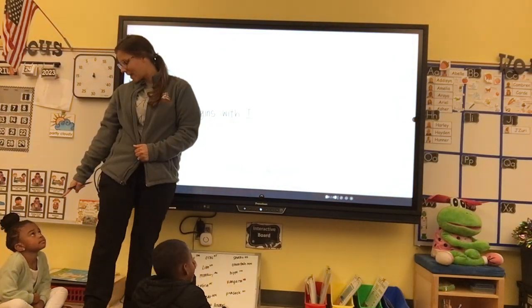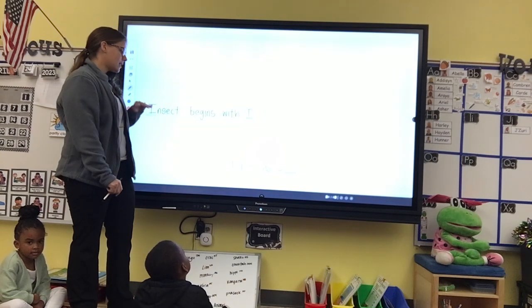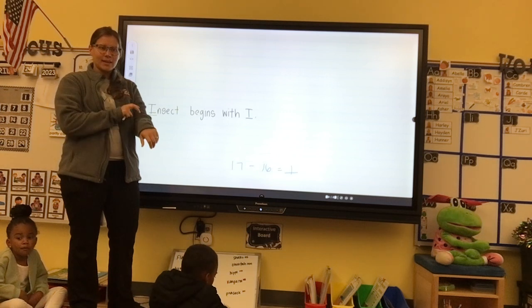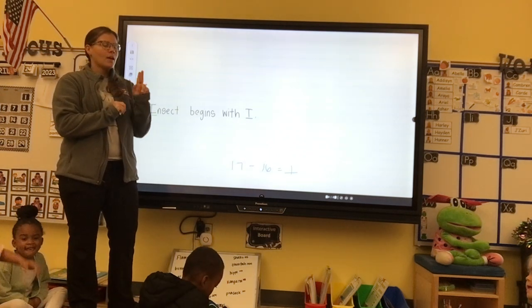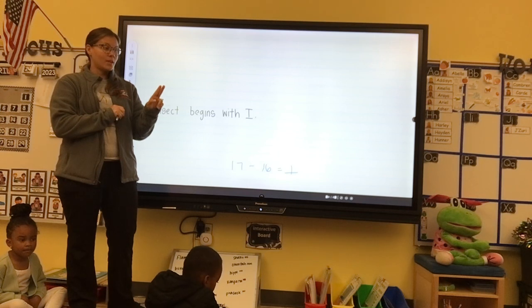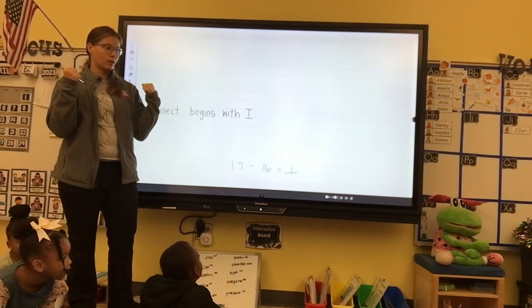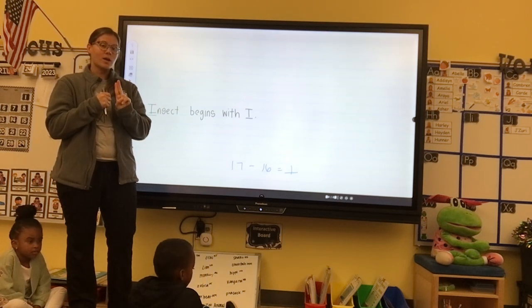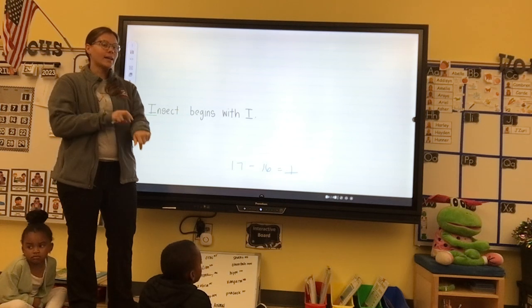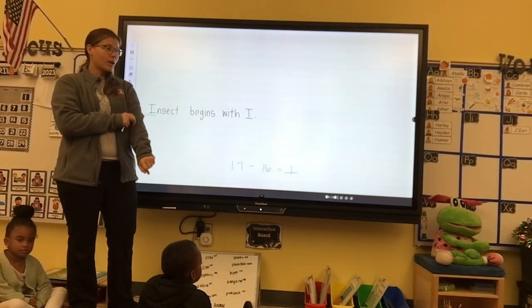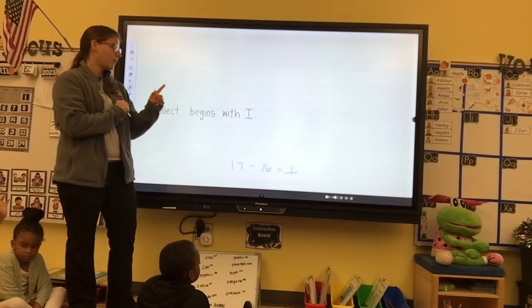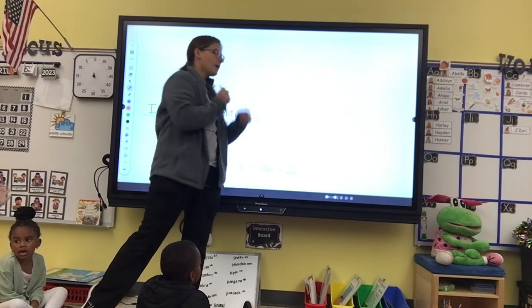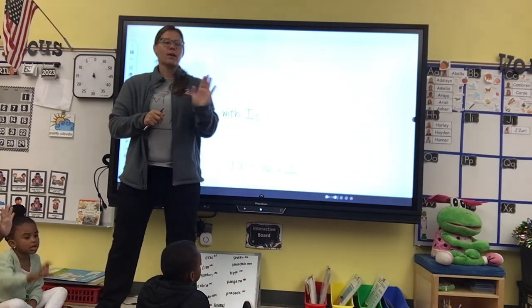An uppercase letter. Very good, Aubrey. And in this sentence, it's an uppercase what? I. And I says /ih/. And I is a strong letter. It can stand by itself for a word, and it can also have two sounds. So I can say its name, I, or it can say /ih/. Very good. And our sentence ends with a what? A period. And a period says stop. Very good.